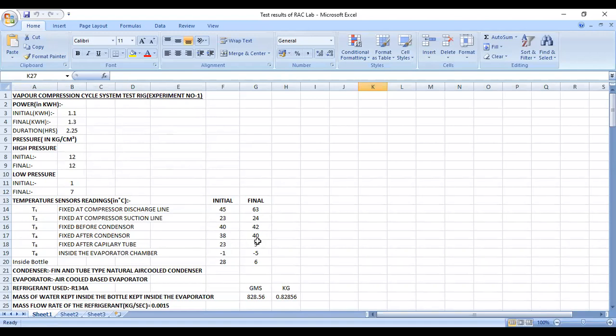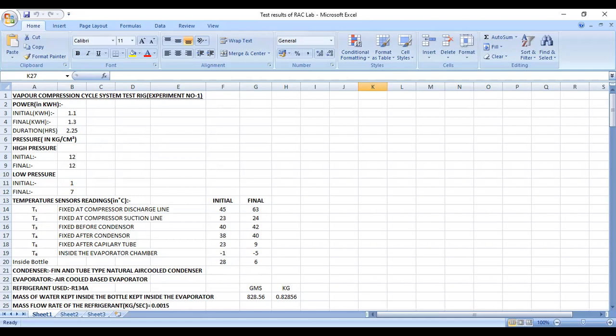Inside the evaporator chamber, it was initially -5, and finally at the end of compression is minus 5 degrees centigrade. The bottle which we are cooling here is at 28 degrees centigrade. Finally, it will become 6 degrees centigrade. 28 is the atmospheric standard, and 6 is the cold temperature of the bottle after this refrigerator. Freezer.